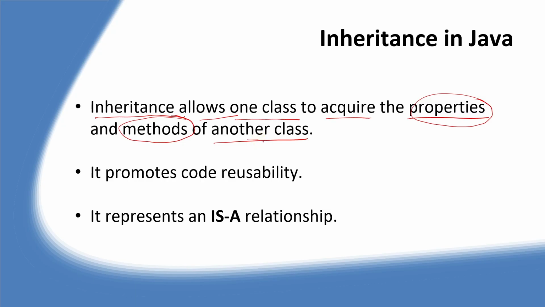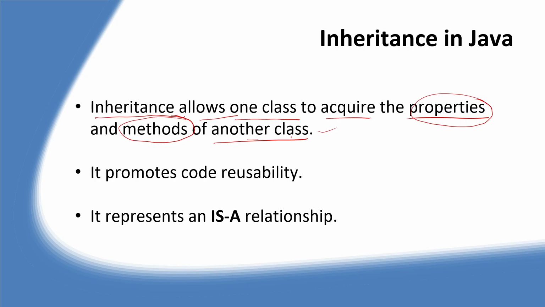As we all know, a class has two things, what? Properties and methods. Okay, so imagine we have one class with property and method. Now there is another class. That class will acquire the property and method of the other class. So this process is called inheritance. So instead of writing the same code multiple times, we can reuse existing code by extending another class.